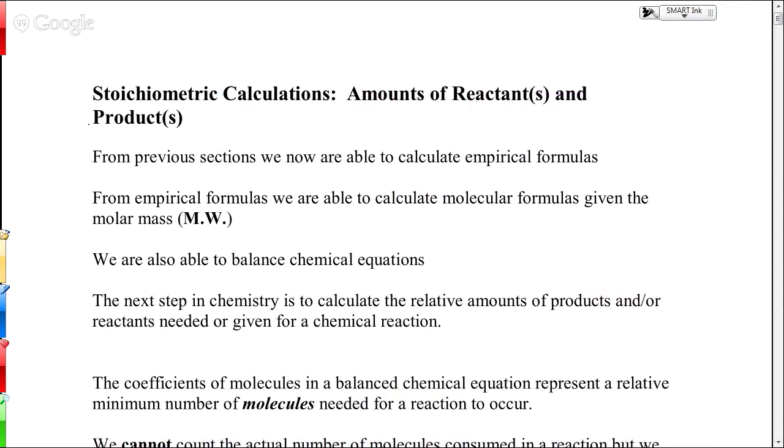So what can we do so far? We got several things we can do. We can calculate empirical formulas, we can calculate molecular formulas, and we can balance chemical equations. And so this next part is kind of a thing that people tend not to like, but also when you get it, it's a thing that people tend to like because it's always the same.